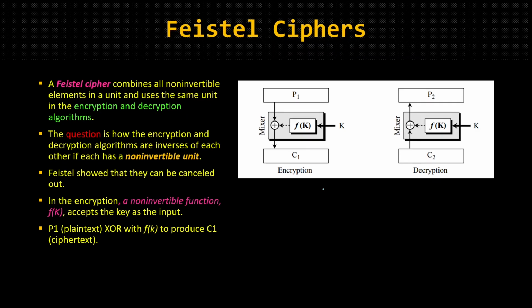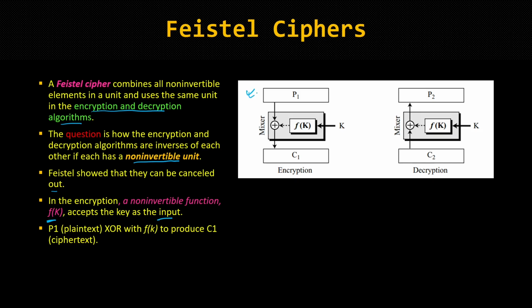So let us move on to the Feistel ciphers. A Feistel cipher combines all non-invertible elements in a unit and uses the same unit in the encryption and decryption algorithms. The question is how the encryption and decryption algorithms are inverses of each other if it has a non-invertible unit. So Feistel showed that they can be cancelled out. In the encryption, a non-invertible function fk accepts the key as the input.